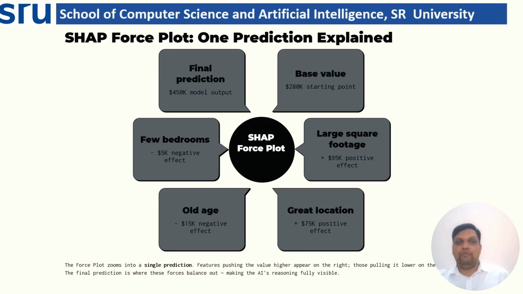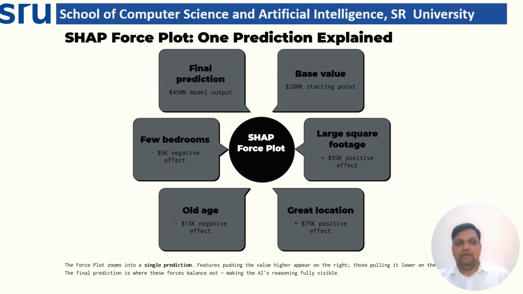SHAP force plot: one prediction explained. Final prediction: $450K, the model output. Base value: $280K, the starting point. Few bedrooms: $5K negative effect. Large square footage: $95K positive effect. Old age: $15K negative effect. Great location: $75K positive effect.